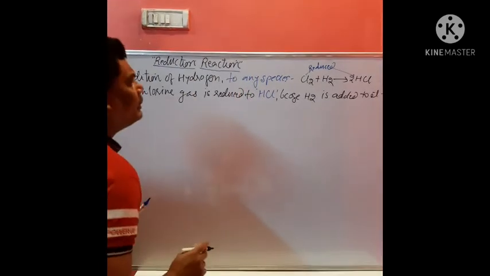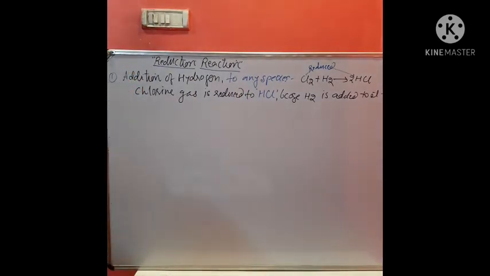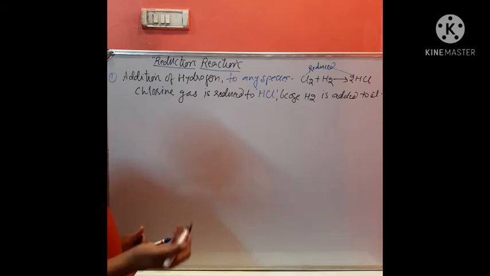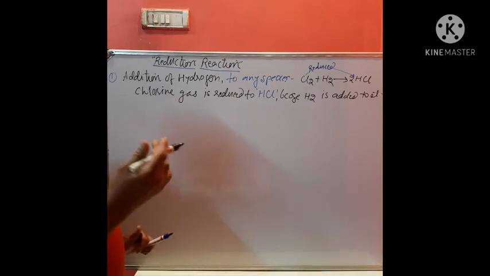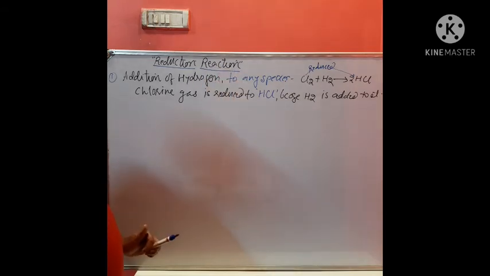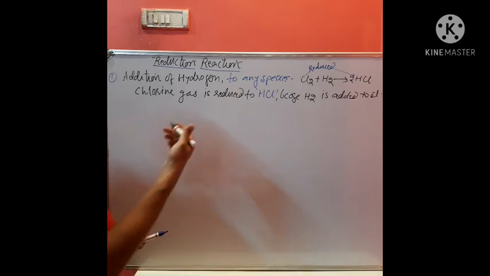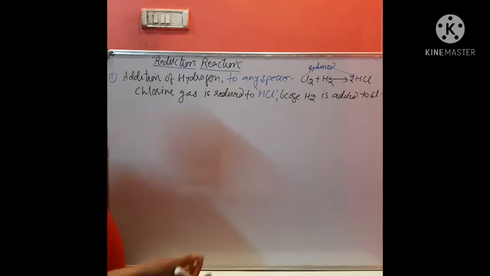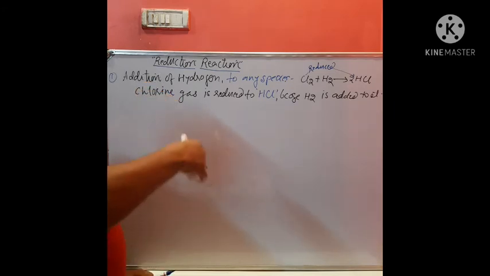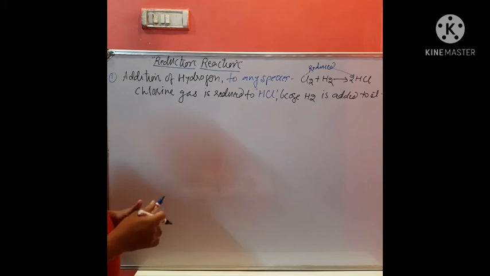Student, one more very important process is there, which is called the Haber process, by which ammonia, a very important compound, is manufactured. This is also an example of a reduction reaction. When nitrogen gas reacts with hydrogen gas, it converts into ammonia. That is, nitrogen is reduced to ammonia because hydrogen is added to it.